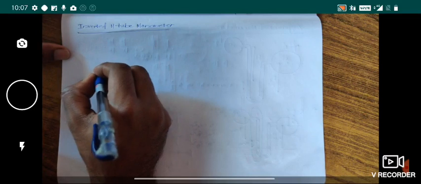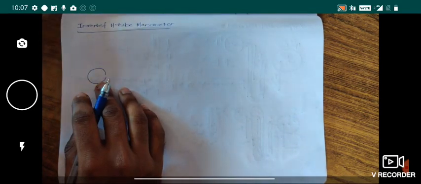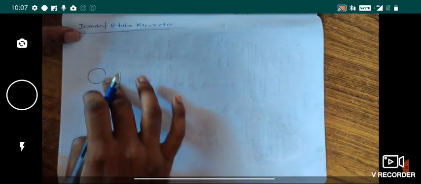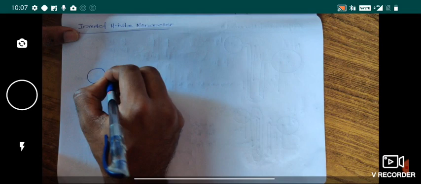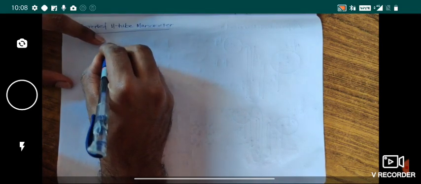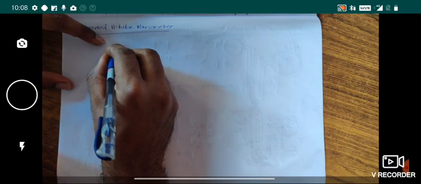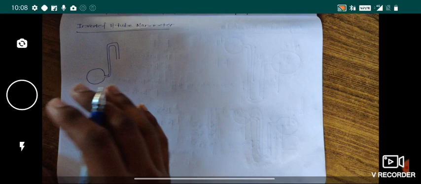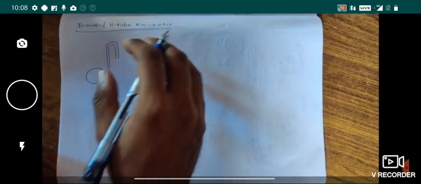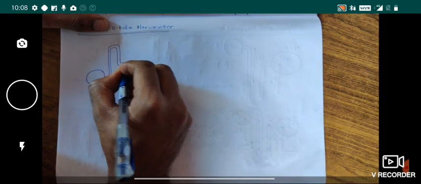So I'll show the figure. You have the cross section of the pipe. Whenever I am drawing a circle, don't misunderstand, it is nothing but the cross section of a pipe. Pipe is coming like this, and you're connecting an inverted U-tube manometer like this. Generally, this will be combined with the differential manometer.